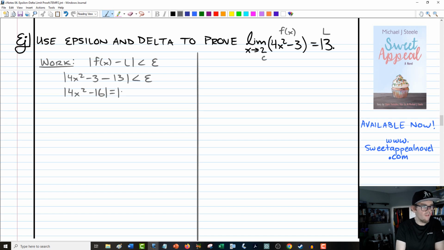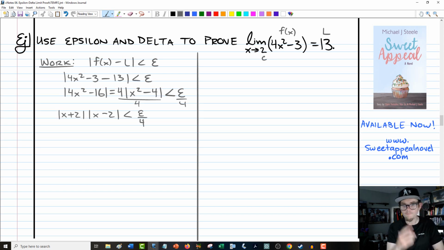And in fact, I'm just going to go ahead and write one more line here. I can pull out a 4, and as you can probably anticipate, pull that 4 out, we'll get 4 times the absolute value of x squared minus 4 is less than epsilon. So already you can start to get a feel for some of what's here. On the left side, if we divide by 4, we're just going to have the absolute value of x squared minus 4, which I hope you're okay factoring into the absolute value of x plus 2 times the absolute value of x minus 2. On the other side, we'll have epsilon over 4.